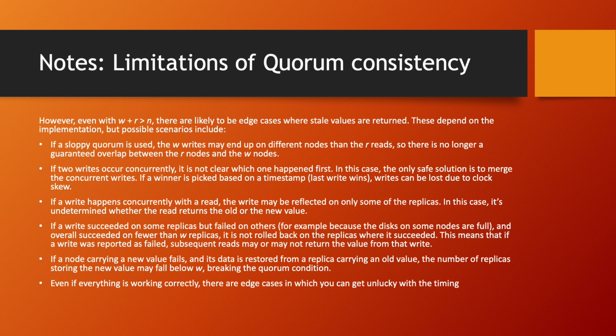In this case, it's undetermined whether the read returns the old or new value. If a write succeeded on some replicas but failed on others, and overall succeeded on fewer than W replicas, it is not rolled back on the replicas where it succeeded. This means that if a write was reported as failed, subsequent reads may or may not return the value from that write. If a node carrying a new value fails, and its data is restored from a replica carrying an old value, then the number of replicas storing the new value may fall below W, breaking the quorum condition. Even if everything is working correctly, there are edge cases in which you might get unlucky with the timing.